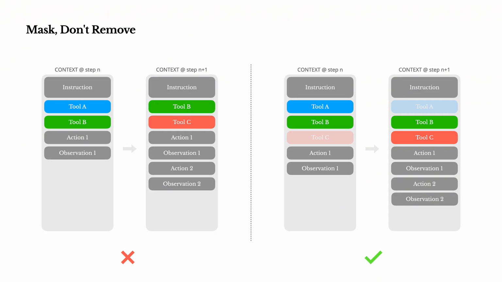So the Manus team uses something called masking, which means the tools stay in context, but the model is told that those tools are currently unavailable. This makes the context stable, preserves the cache efficiently, and prevents the model from hallucinating from missing tools.